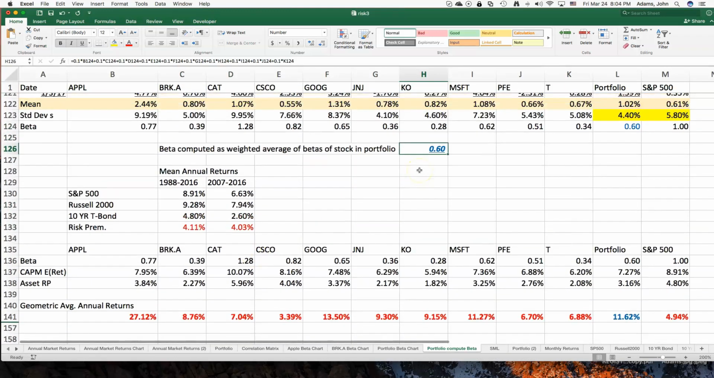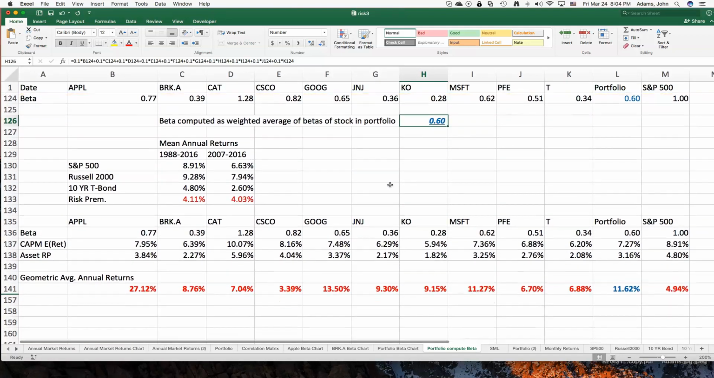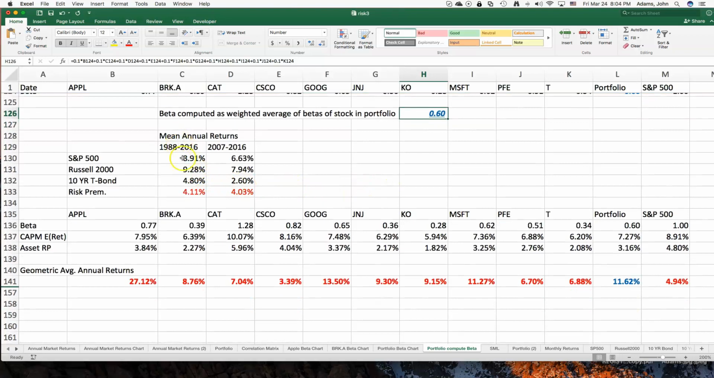And now that we have some betas, we can calculate the expected return under the capital asset pricing model. The first thing we have to do is come up with some estimates for risk premium. So going back to our data from 1988 to 2016, we saw the S&P 500 had an average return of 8.91%. The 10-year Treasury bond had a return of 4.8%. So we could calculate a market risk premium by taking the difference between the S&P 500 return of 8.91% and the 10-year Treasury bond 4.8%, and come up with a market risk premium of 4.11%.